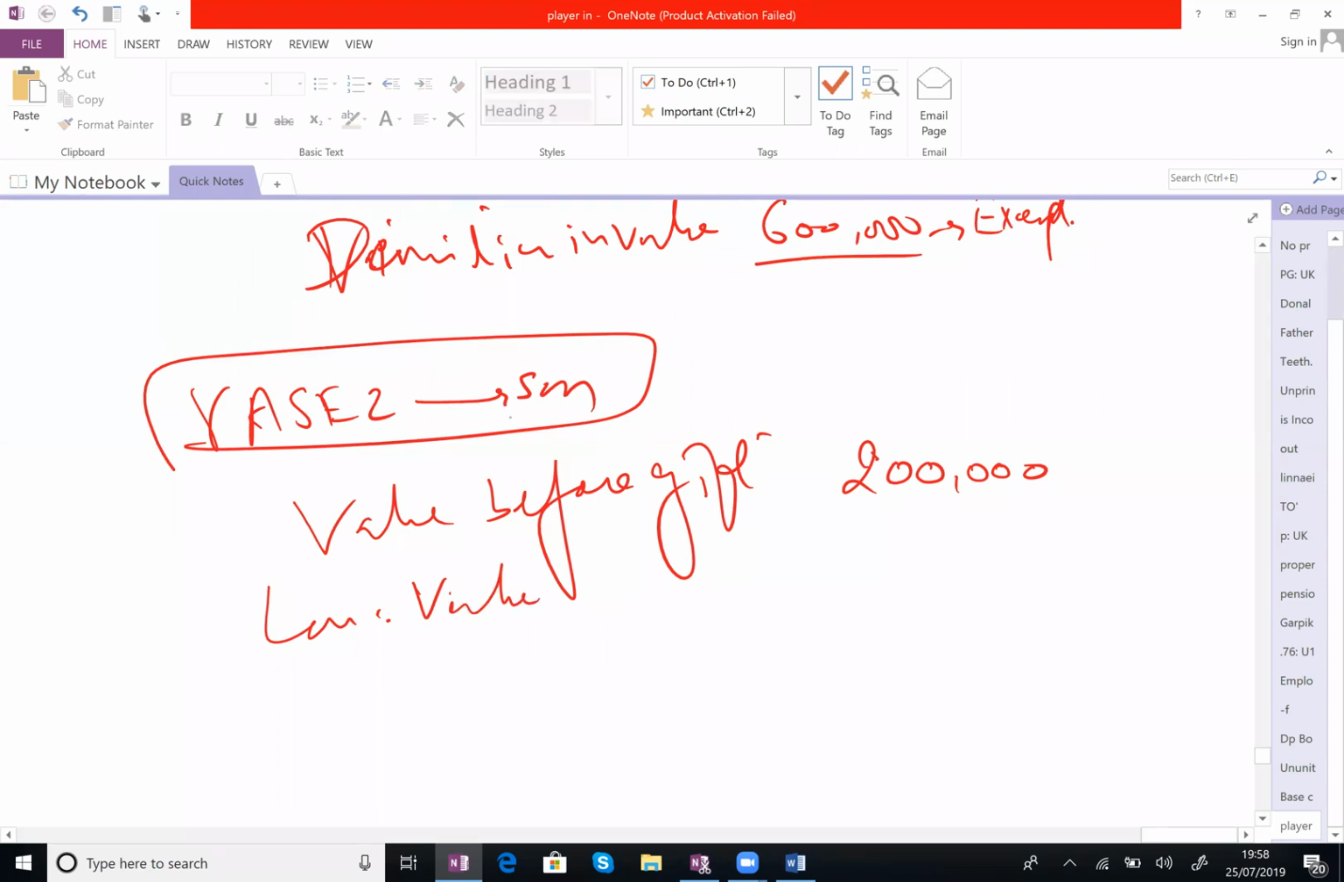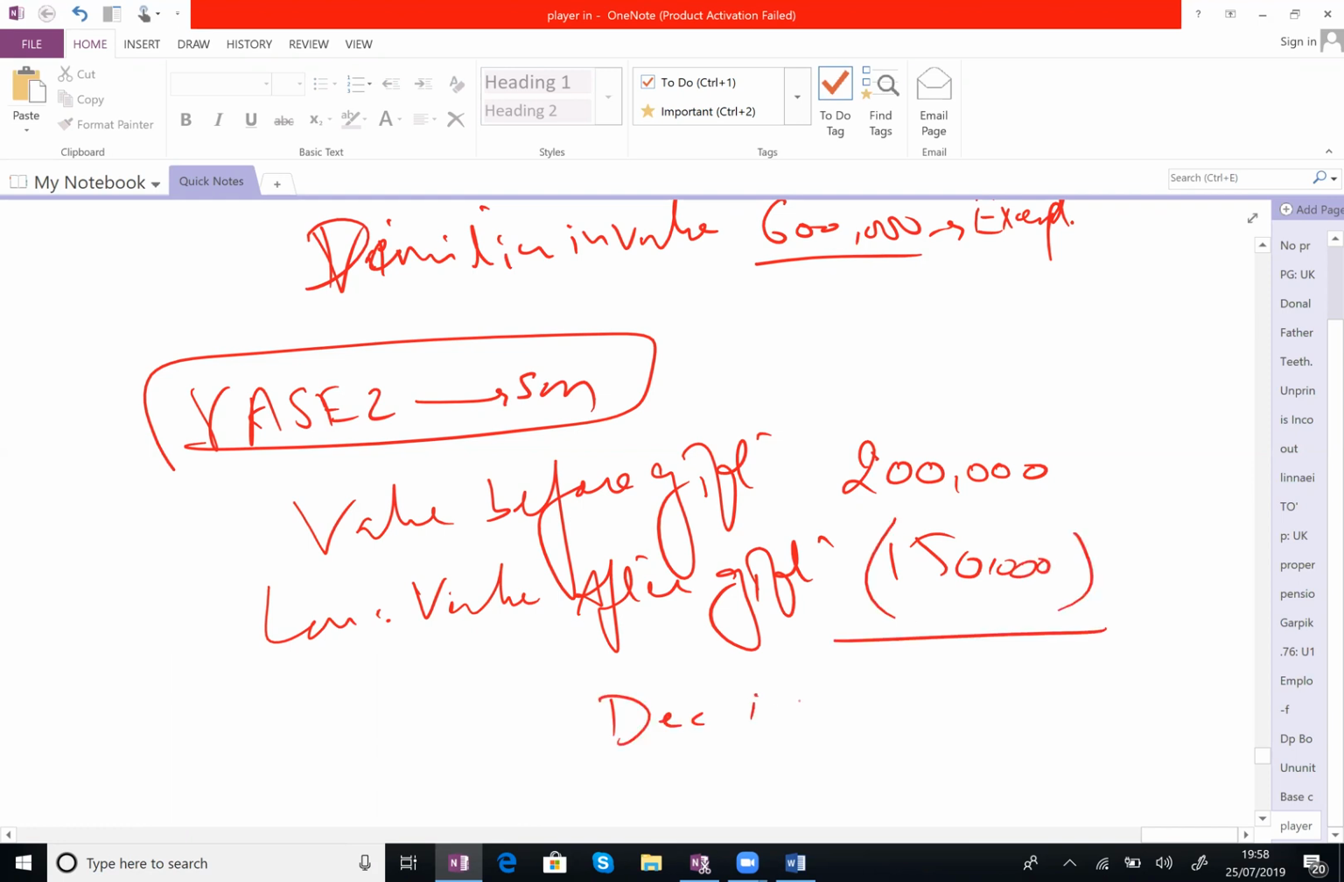Now you gift the second vase to your son. How many vases do you have after the gift? Three, which means 1,50,000 value. Yes. So the decrease in value is 50,000 and you have to pay IHT on it. And the same with vases 3, 4, 5 you are gifting, with the same 50,000 fall.